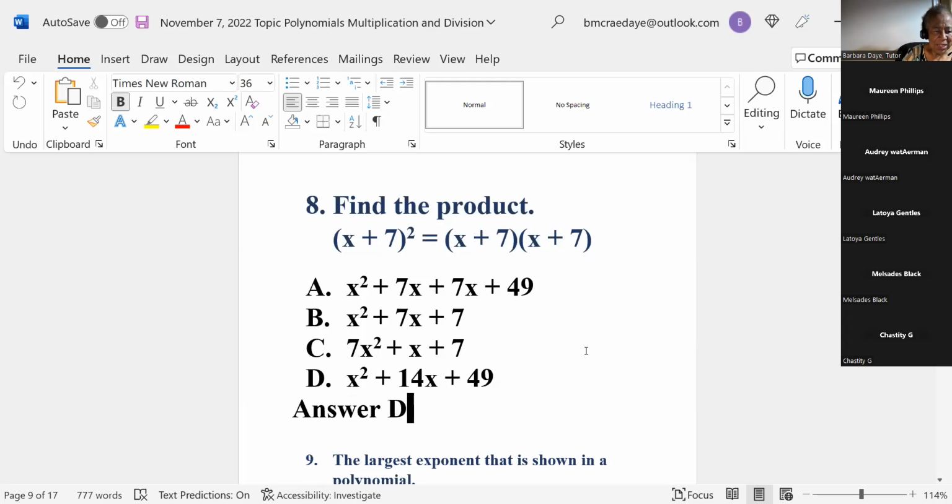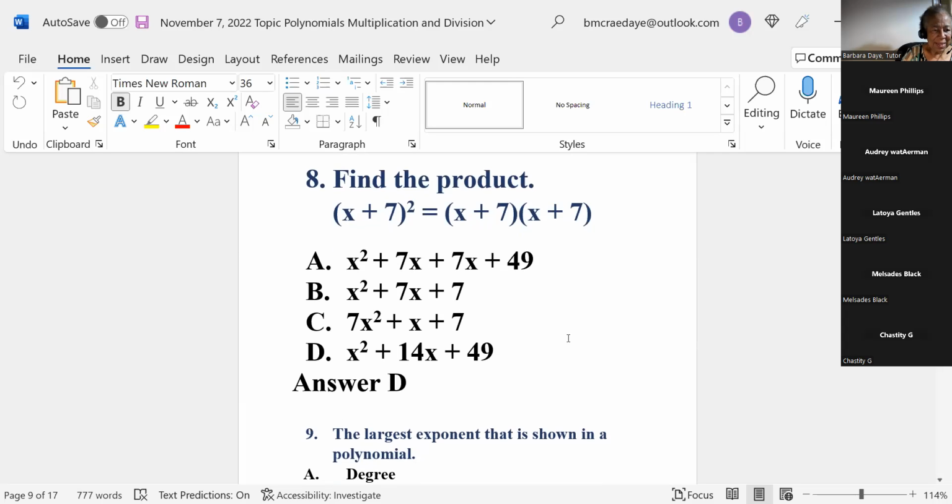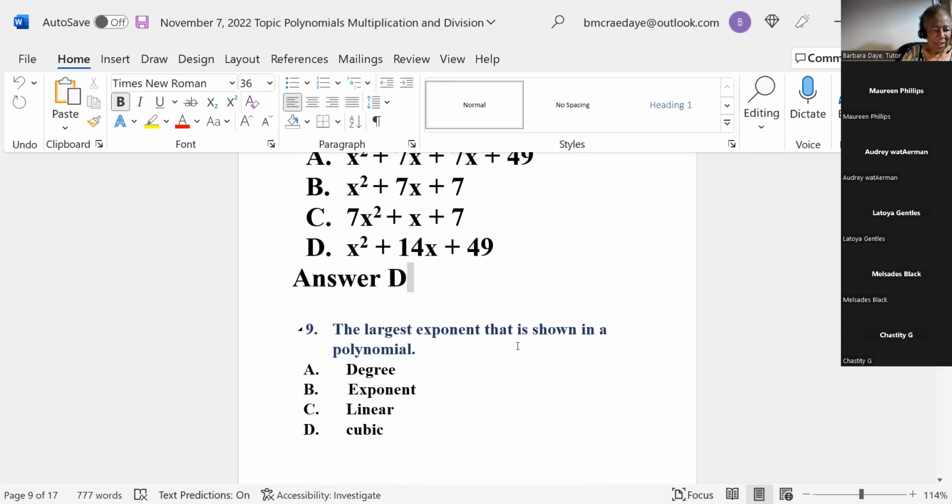You must have a 49 in your answer. I don't know why I changed it. I don't either, Mercedes, when you got the 49. Stop doubting yourself. There must be a 49 in your answer. B and C do not have a 49. They cannot be your answers. Got it? Yes. Okay, so that's 8.